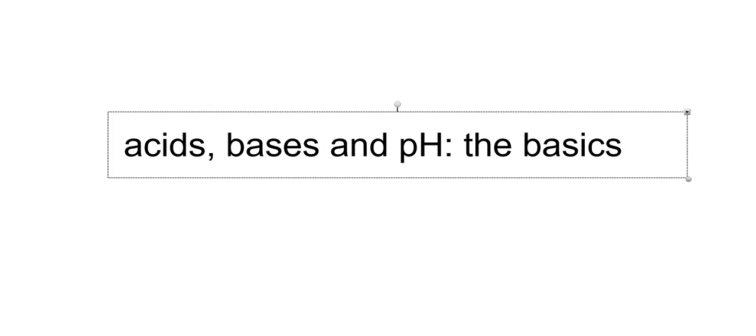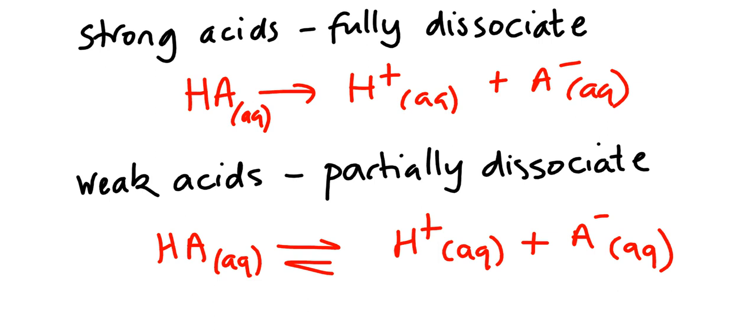The purpose of this video is to review some of the basic ideas behind acids, bases, and pH. Let's start by just reminding ourselves what the difference between a strong and a weak acid is. As I'm sure you're aware, strong acids fully dissociate. That means that they entirely break apart to form protons and the ion, or the conjugate base, of the acid.